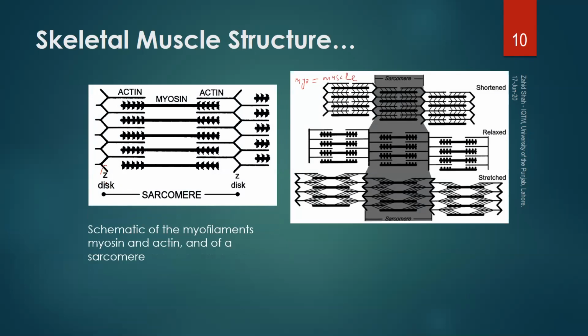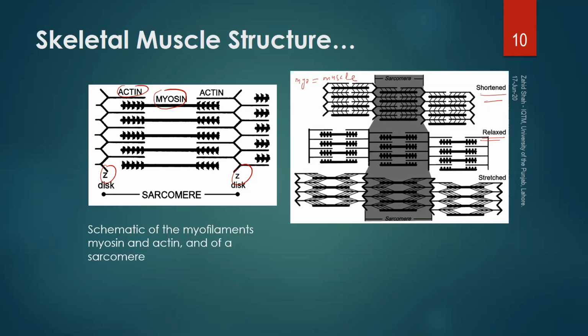So you can see the Z lines. This thick protein is myosin, the thin one is actin. Energy for the movement, of course, comes from the foodstuff that converts into energy through metabolism. So these myofilaments, once they move towards each other, the muscle contracts, and the opposite happens when the muscle relaxes.